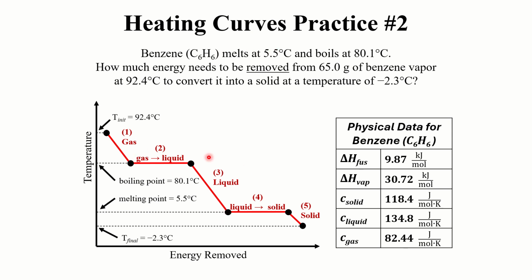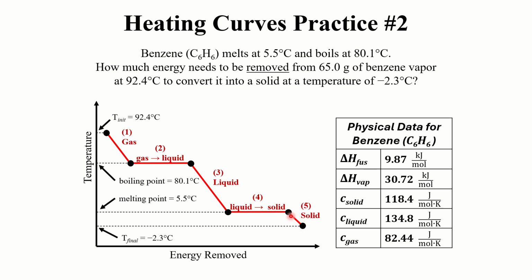Again, this diagram is not exactly to scale. I just want to show enough room to clearly label all my lines. Your diagram may look a little bit different and more to scale. Now we're at 5.5 degrees Celsius. We're going to remove energy from that liquid. So we've got a flat line, a phase change, the liquid to the solid. Now we're a solid at 5.5 degrees Celsius, and we're going to cool it a little bit further down to negative 2.3 degrees Celsius.